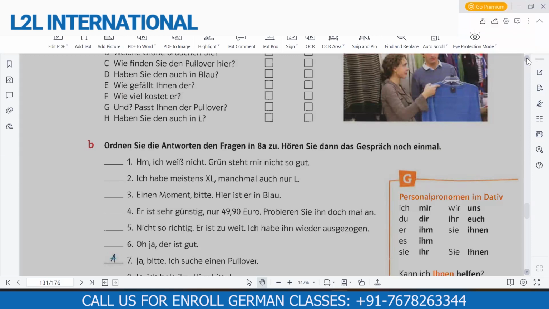Okay, yeah. Probieren Sie ihn doch mal an. Try it. Probieren is a trennbares verb that means to try it on. So he's asking that it's a very cheap 49 euro only. Just try that on. Try the pullover on. Okay, then und was passt Ihnen der Pullover? Revati, passt Ihnen der Pullover? Does the pullover suit you?